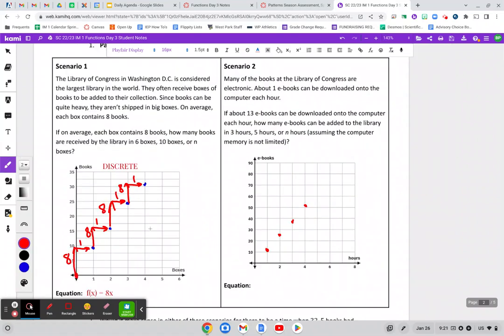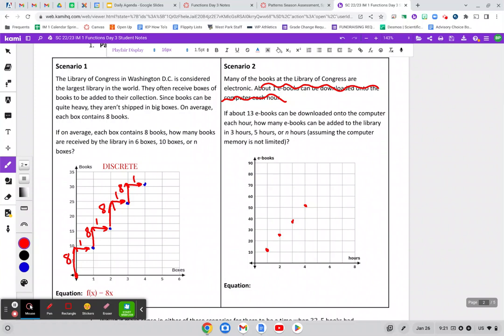All right, now scenario 2 is a little bit different. Many of the books at the Library of Congress are electronic. About 13 ebooks can be downloaded onto the computer each hour, so that means 13 after 1 hour, 26 after 2 hours, 39 after 3 hours, etc. How many ebooks can be added to the library in 3 hours, 5 hours, or n hours?